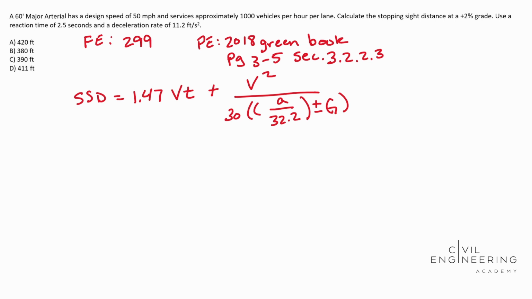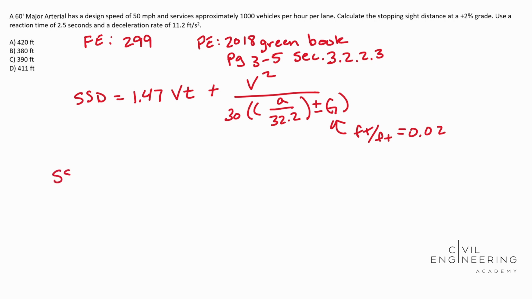Let's go over our unknowns. Velocity, our design speed, we know that's 50 miles per hour. We know our reaction time of 2.5 seconds. We know our deceleration rate, which is A, of 11.2 feet per second squared. And we also know our grade. It gives us 2%. Notice, here's a trick that they can get you on: grade is feet over feet. So we're not going to use 2% in this case. It's going to actually be 0.02. Something to keep watch of that can trip you up on the exam.